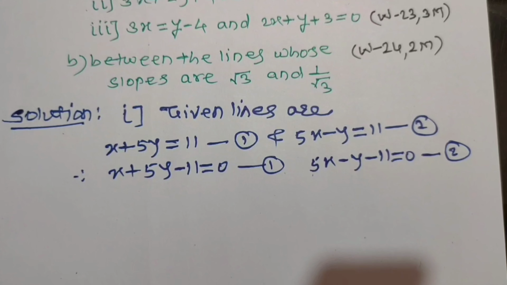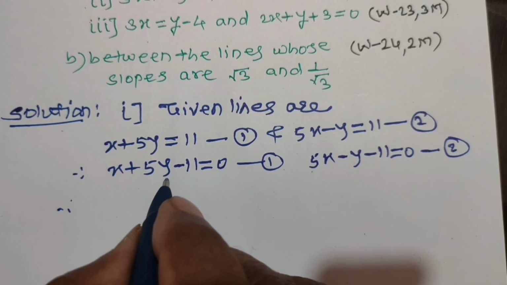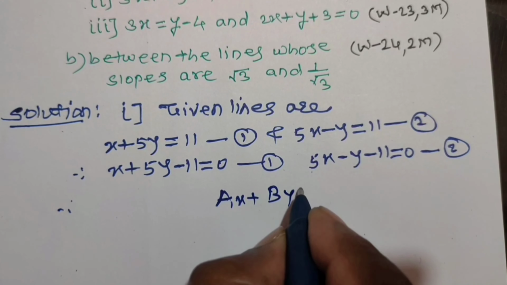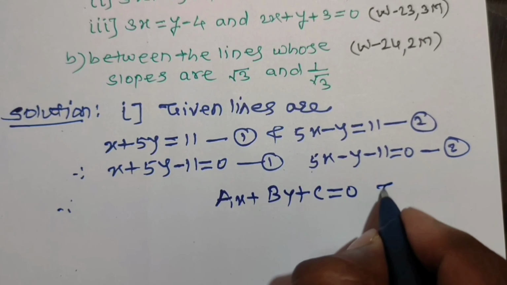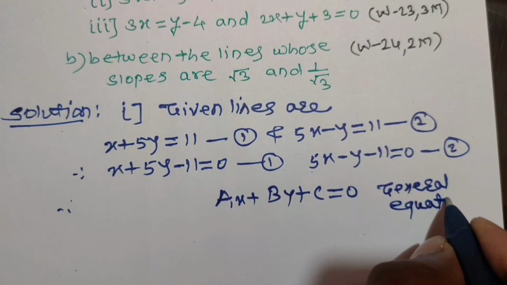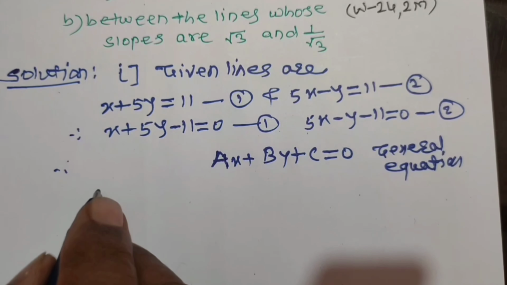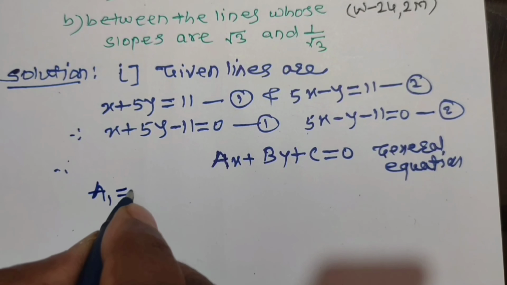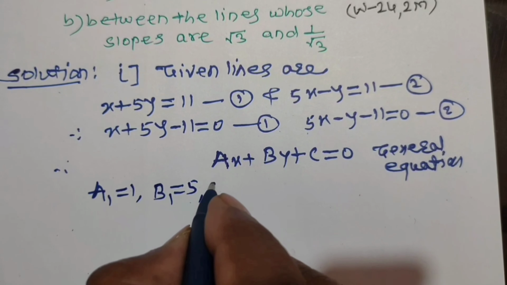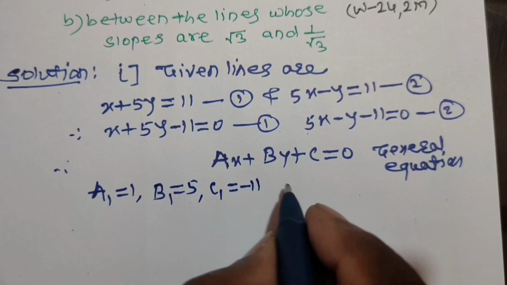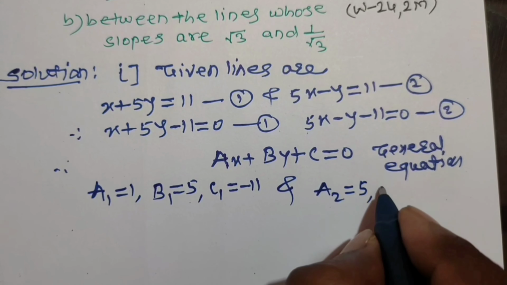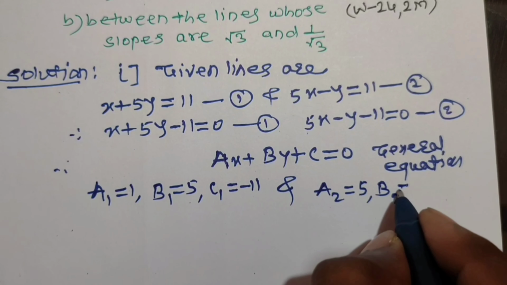Hence, comparing equation 1 and equation 2 with general equation of straight line, that is ax plus by plus c is equal to 0. Then in equation number 1, coefficient of x is a1 which is equal to 1 and coefficient of y is b1 which is equal to 5 and constant term c1 is equal to minus 11. Similar to this, in equation number 2, coefficient of x is a2 which is equal to 5, coefficient of y is b2 which is equal to minus 1 and constant term c2 is equal to minus 11.